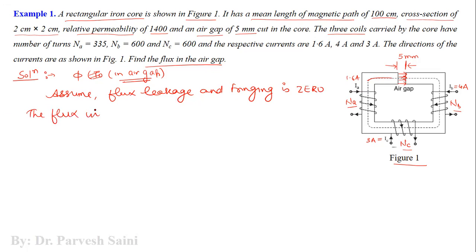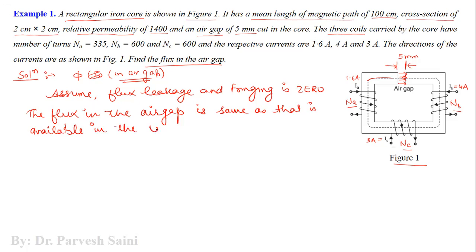So the flux in the air gap is the same as that available in the iron path, right? Now, that means if we can calculate the flux associated with the iron path, we can easily calculate the flux in the air gap.